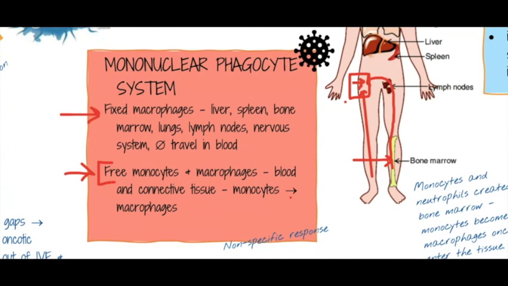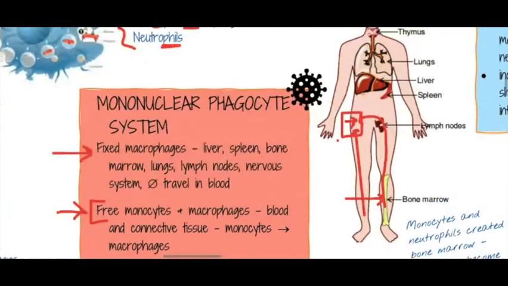There are also some macrophages that are fixed. What that means is that they already exist in the liver, in the spleen, I believe, bone marrow. There are some that stay in the bone marrow. There are some in the lymph nodes and lungs. They're there, these macrophages, and they don't move. They don't go into the blood system. They're there to work against anything that enters that system.